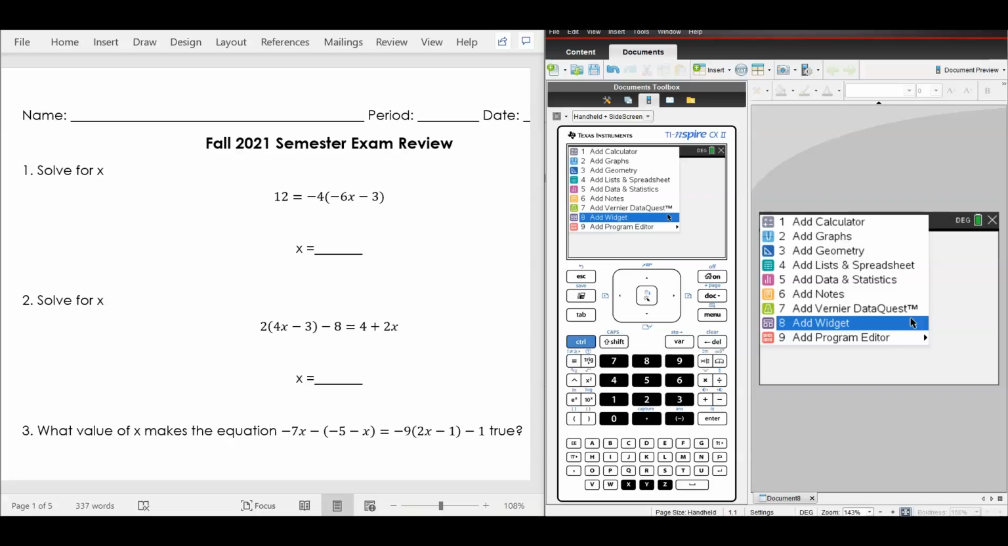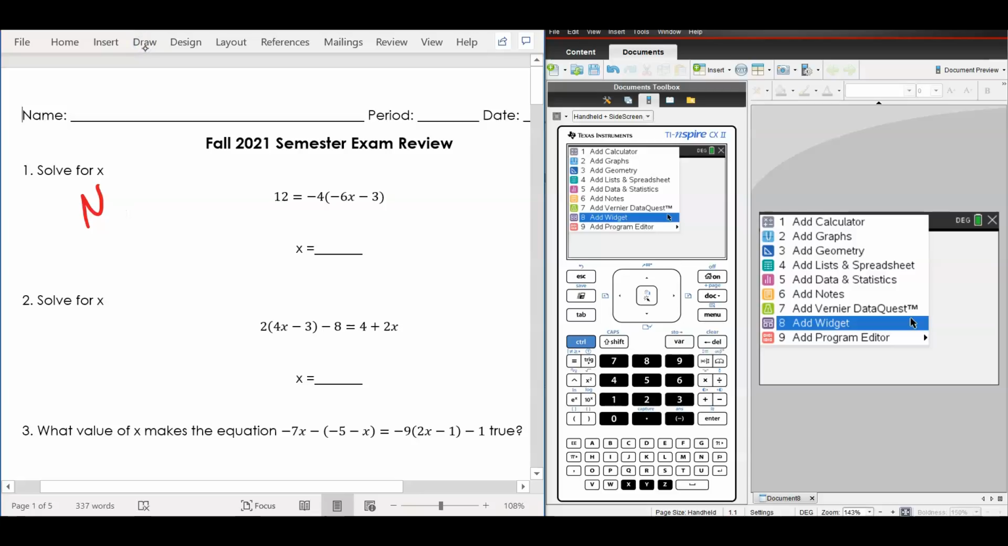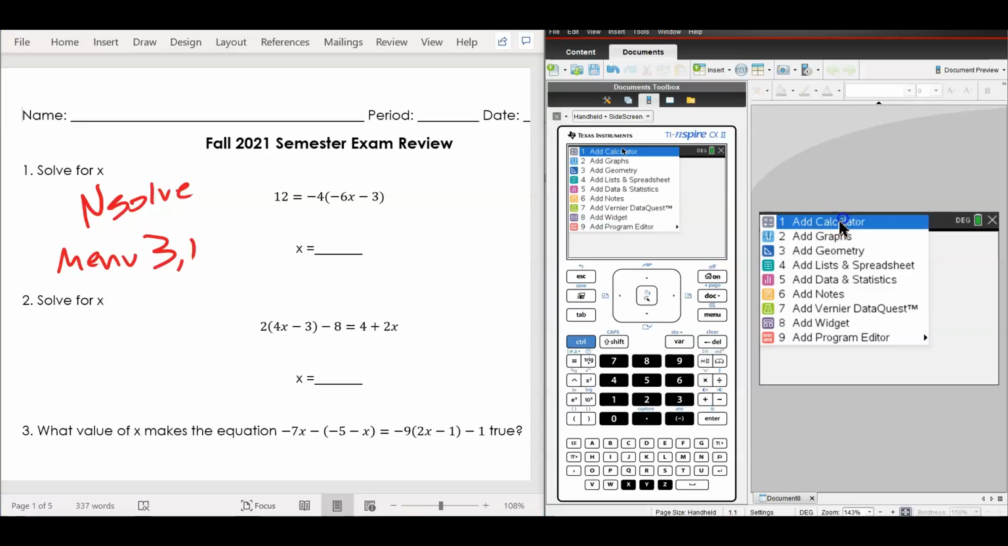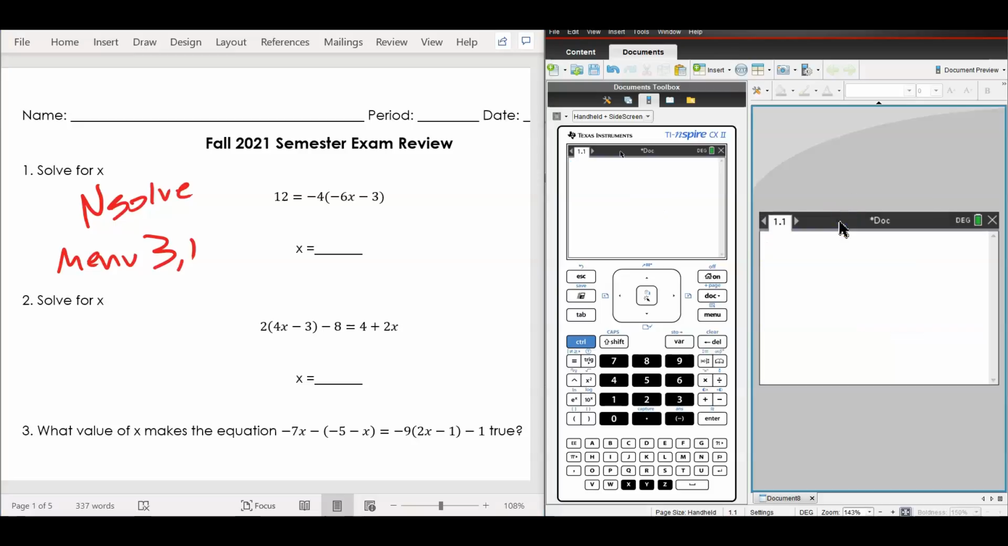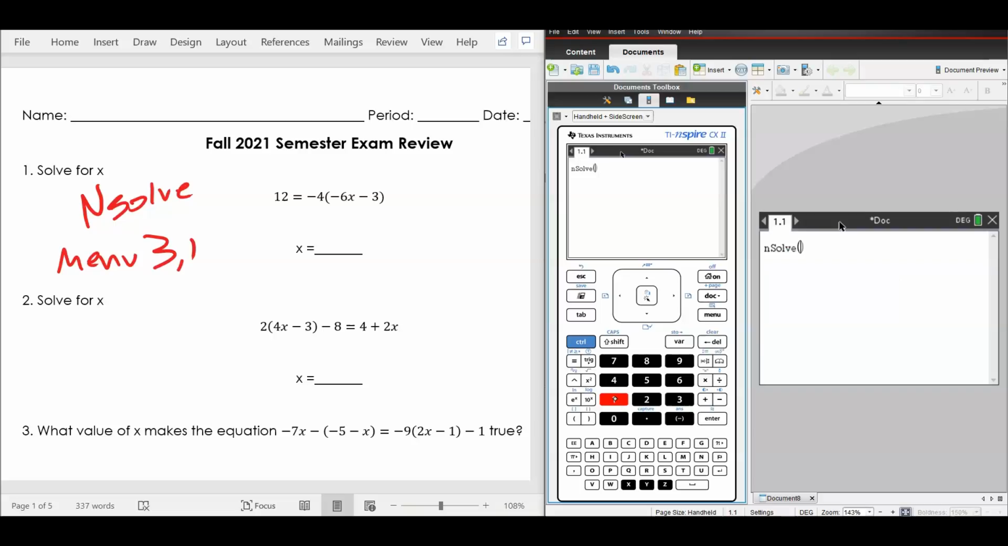All right, let's solve this. Now remember, n solve is menu 31. Again, you can do this by distributing and solving for x, or you can go to a new calculator and do menu 31. Now remember, you have to use comma x or it will not work.